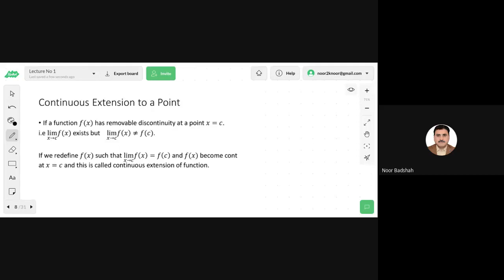And next class, if you are entering the class from any other email or any other way, I will not admit you. I will deny entry. You must enter the class through your official email.